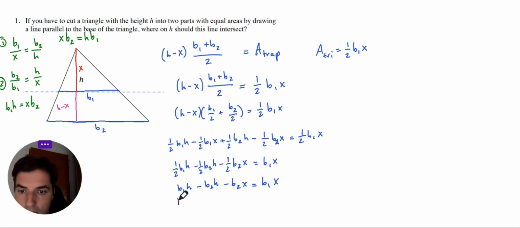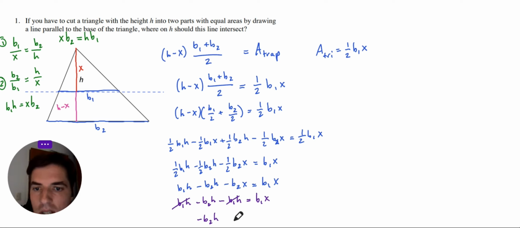So we have b1h minus b2h minus, and I can change the b2x to b1x. Okay, so these will cancel. And now we're left with negative b2 minus b2h. I made an error here. This is an x.